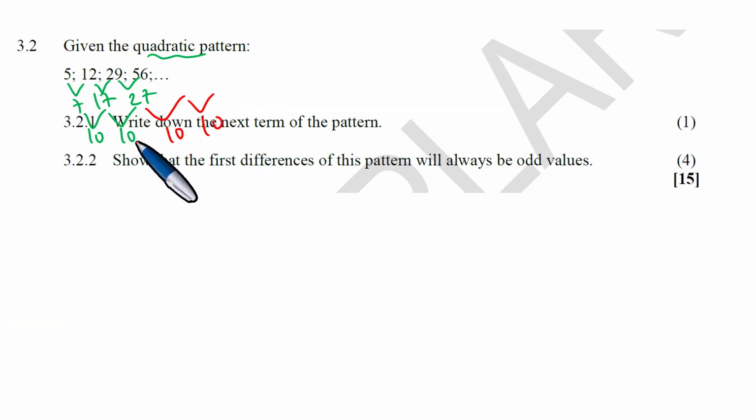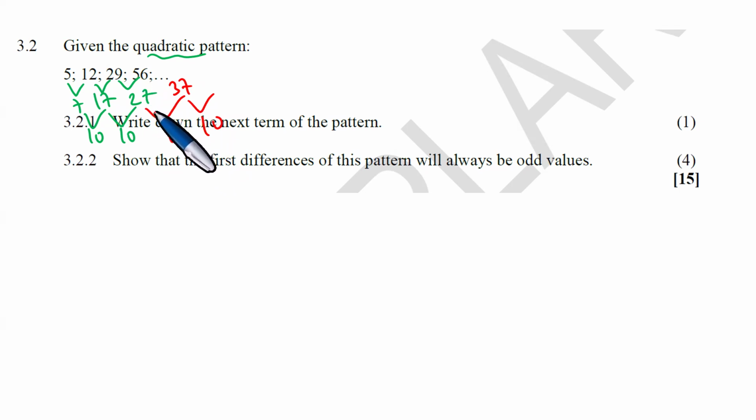So now you add 10 plus 17, you get 27. 27 plus 10, you get 37. Right? So then now to get this one, you said 12 plus 17, you get that one. 27 plus 29, you get that one. 37 plus 56.